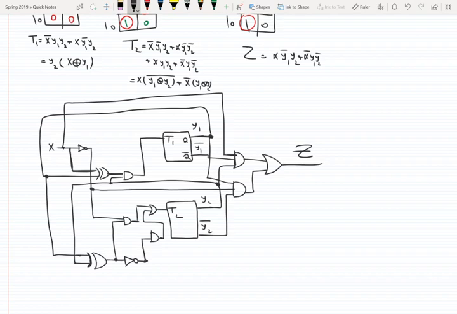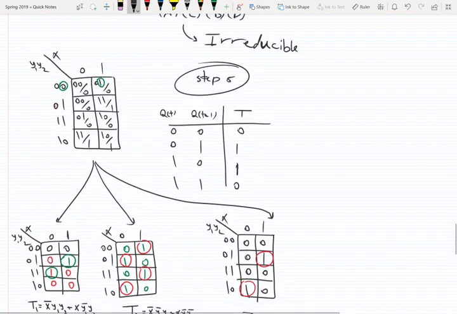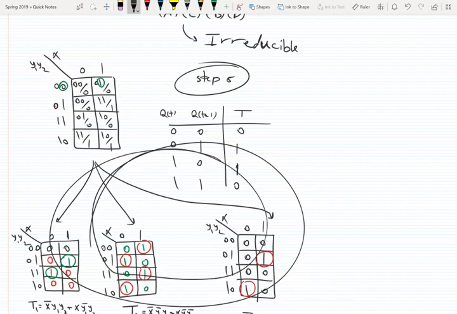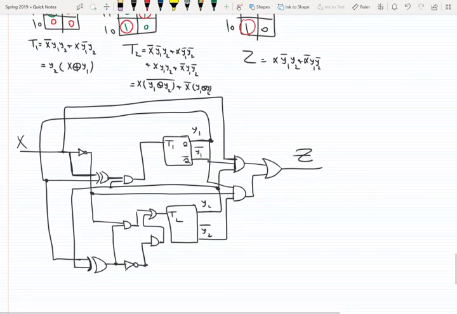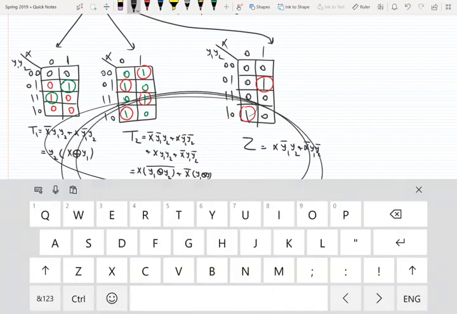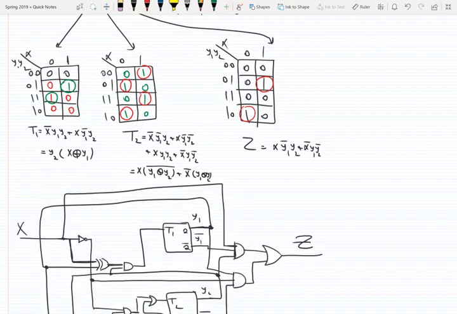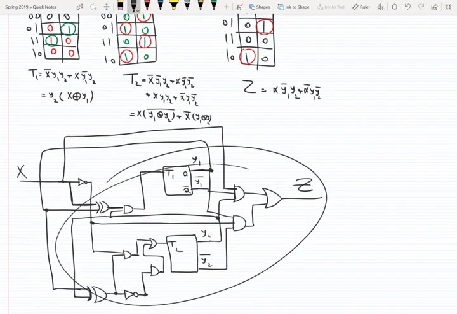So this circuit is the circuit that we need to build to implement that state table, and I want you to repeat the same thing for JK flip-flop and D flip-flop. You need to complete these steps and find the equations. And after finding the equations, you need to draw the circuit. Any question?